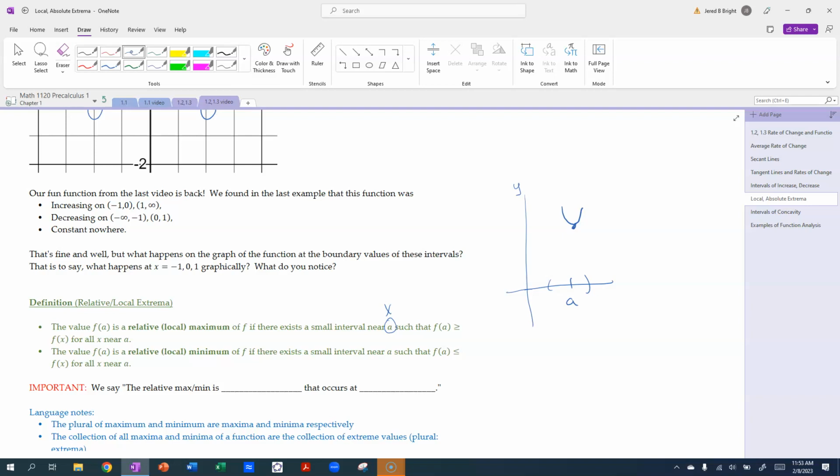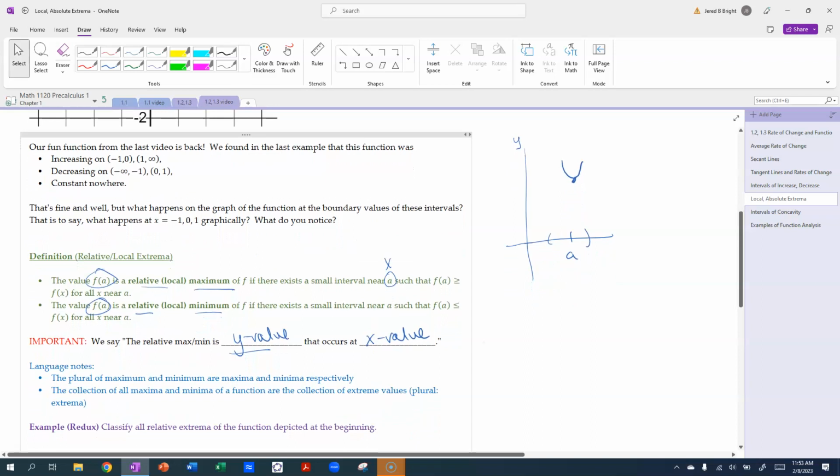Okay, and one thing that I always like to stress in all this is a bit of language. So notice that when we talk about local mins and maxes, they are f of a values. So when we talk about what is the min or the max, the min or max is a y value, and it occurs at an x value. Okay, so max or min is a y value that occurs at a specific x value.